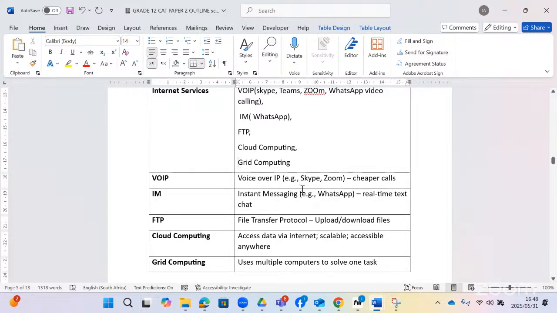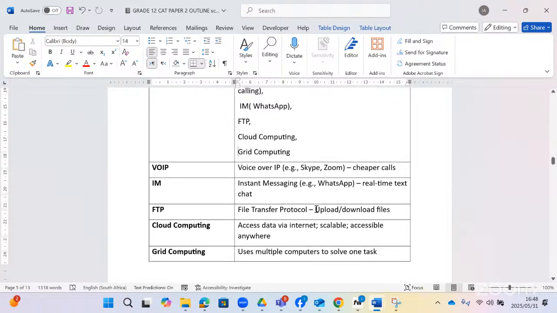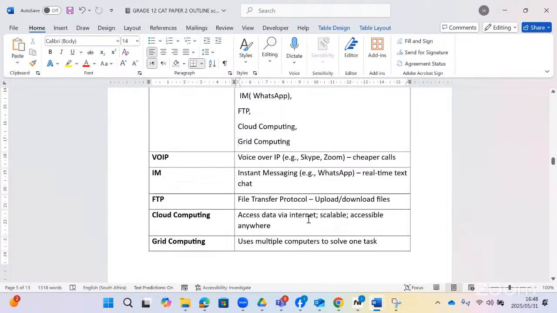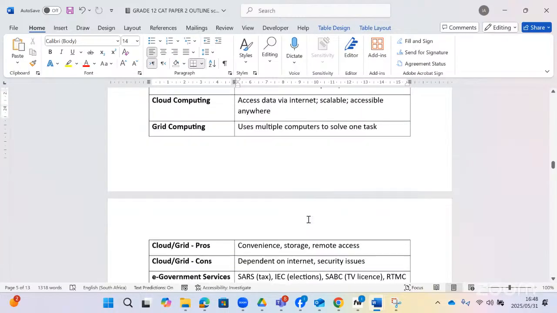You must know the definition, and also you must know at least two advantages and two disadvantages. So here: cheaper calls, and then also the software is mostly free. You can reach so many people at the same time. Now, the disadvantages are that it consumes a lot of data, especially when it's video call and others. You must know instant messaging. You must know the definition and the advantages and disadvantages as well.